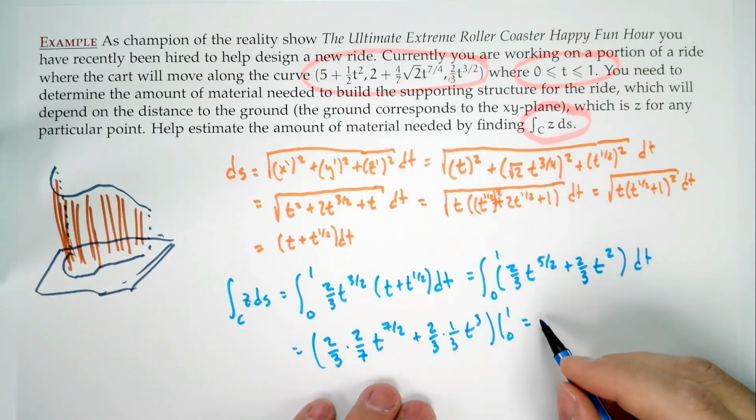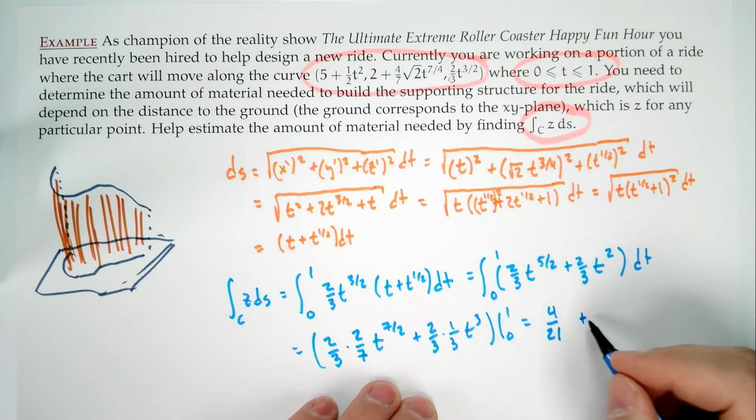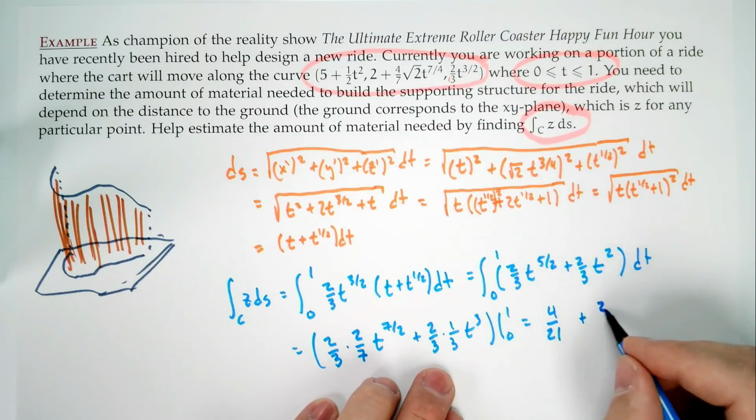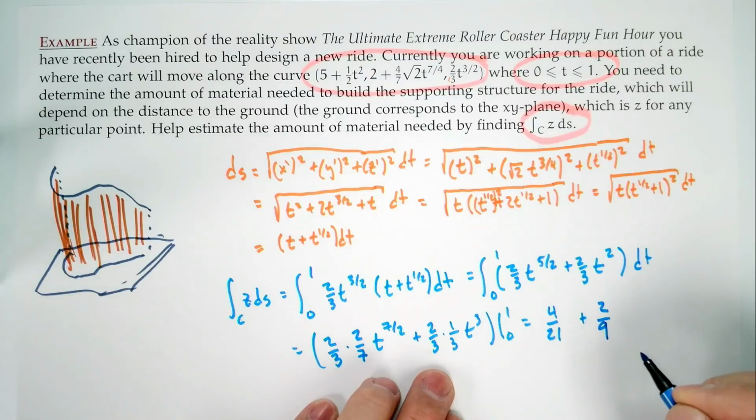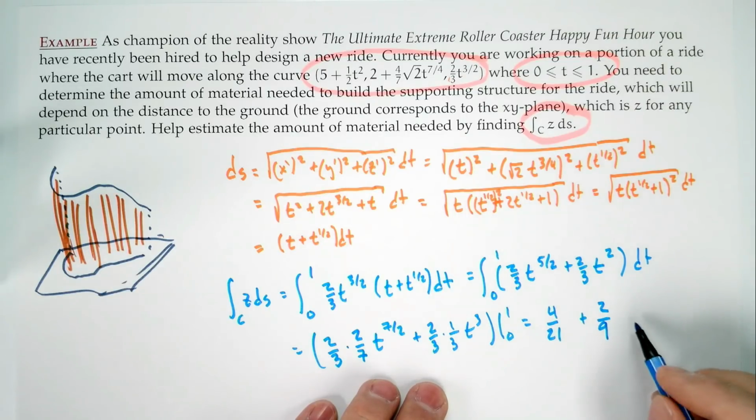So first coefficient, 4/21, plus second coefficient is 2/9. Now let's clean it up. Let's make it a single fraction. Well, what number is divisible by 21 and by 9? Well, really, this is 3 times 7, and this is 3 times 3. So it's 3 times 7 times 3, which is 63.